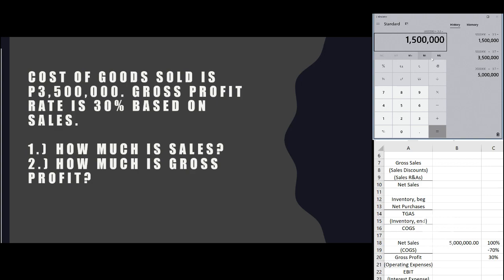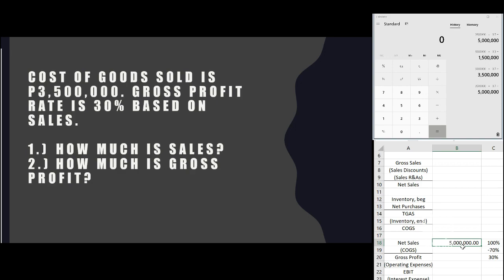If you're looking for 100%, tulad sa problem natin, di ba, ang given is 3.5 million. Hinahanap natin si 100. Nawawala si 100. All we have to do is divide what is given by its corresponding percentage. Diba? That's what we did earlier. 3.5 divided by its corresponding percentage, which is 70%, divided by 0.7. Makakuha natin yung 100.